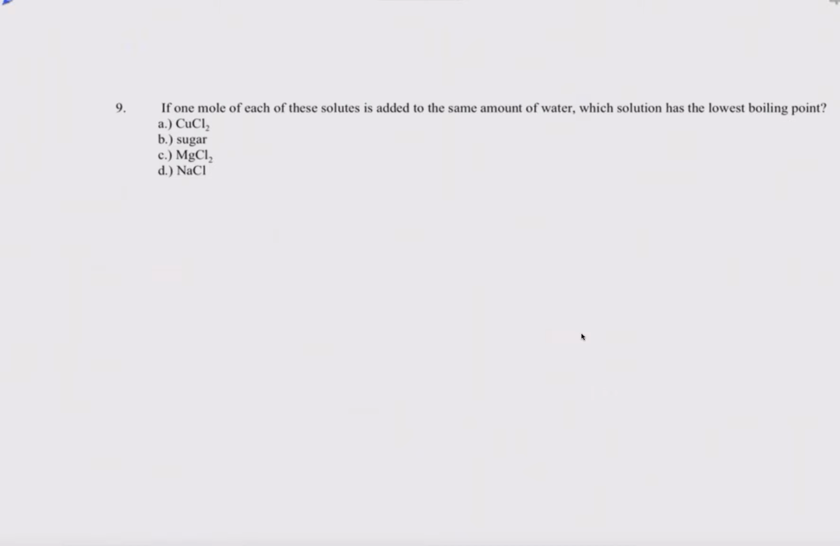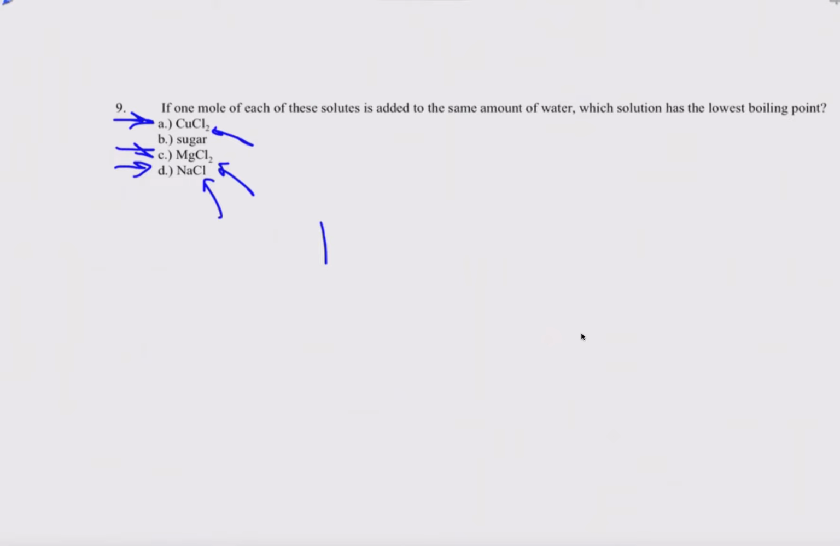If 1 mole of each of these solutes is added to a certain amount of water, which will have the lowest boiling point, which means which will have the least effect, because adding solute increases the boiling temperature. So which of these would have the lowest or least effect? And what you have to remember here is that anytime you've got something like this, metal, non-metal, A, C, and D, a lot of times these are things like sodium chloride, magnesium chloride, calcium, or copper chloride. A lot of them have chloride at the end, but it doesn't have to be chloride.